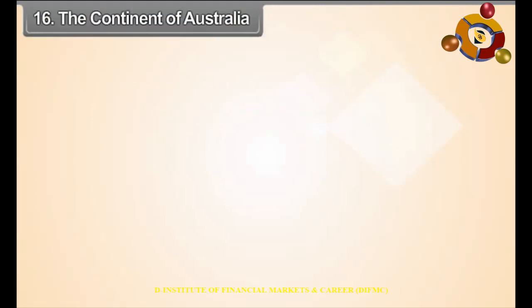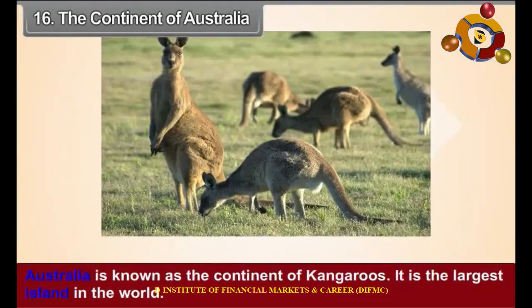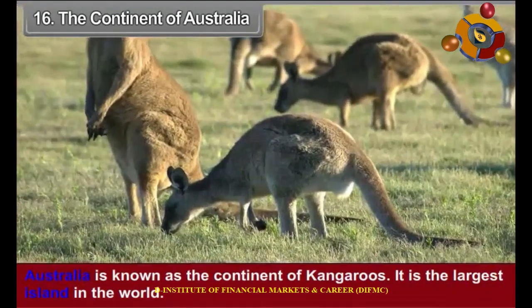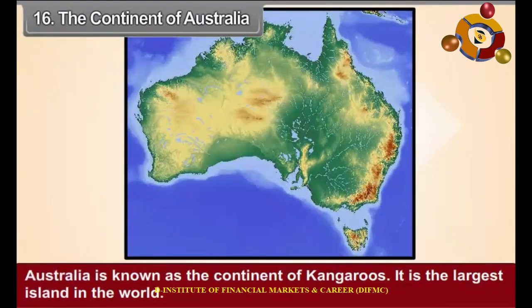Chapter 16, The Continent of Australia. Australia is known as the continent of kangaroos. It is the largest island in the world.